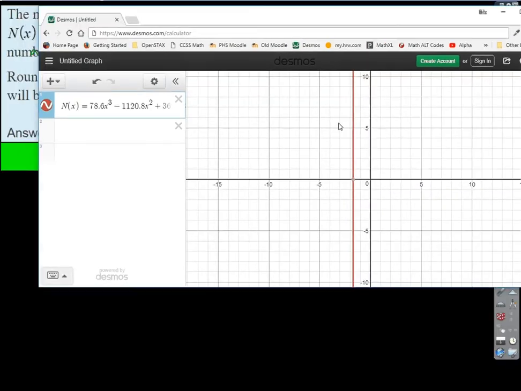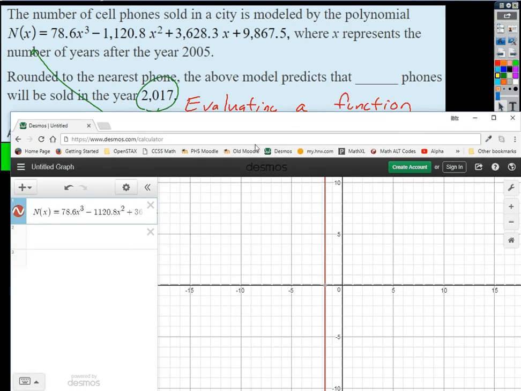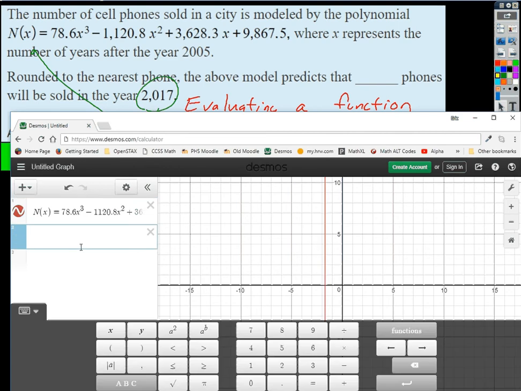We can instead just ask Desmos to evaluate the function for us. What would I type in the next line? X equals 12. Okay, so we want to plug in a value of 12, right? So we could just do n of 12, and there's our answer. See what it did? It evaluated it for us.